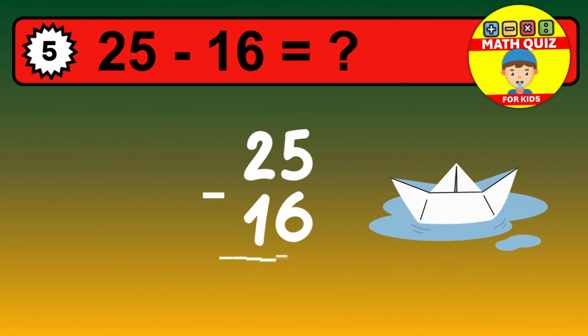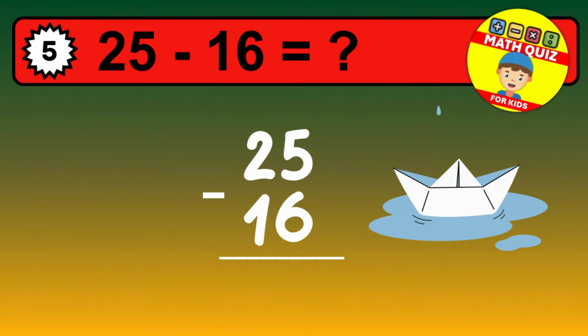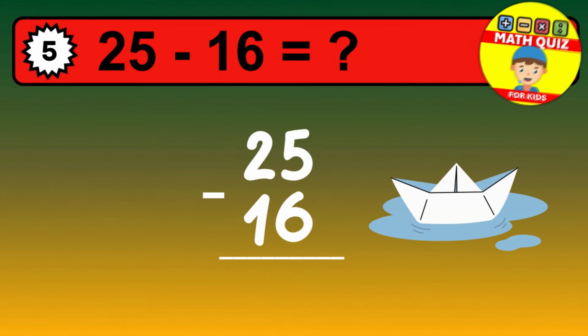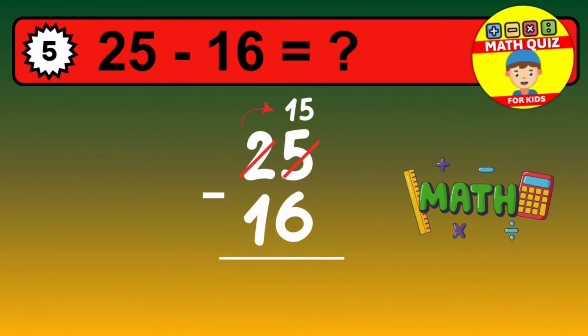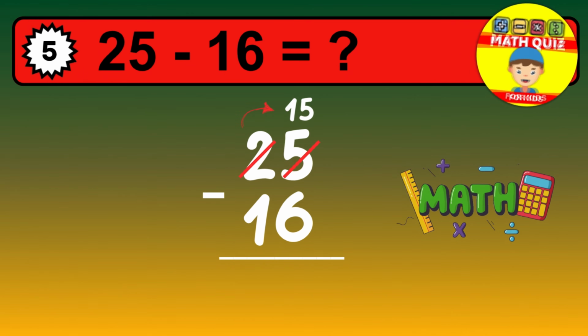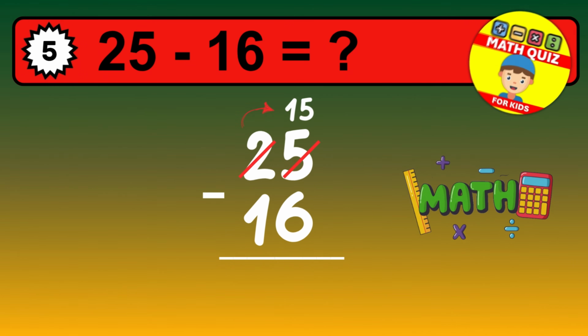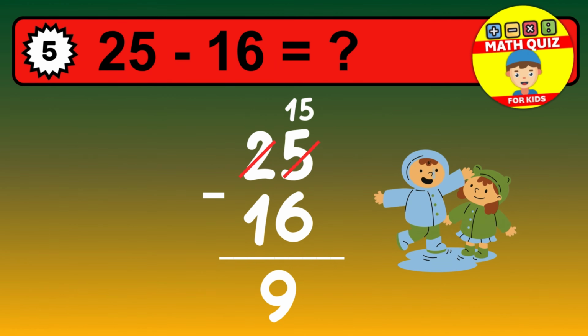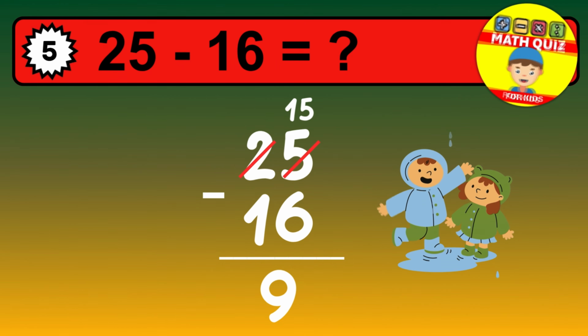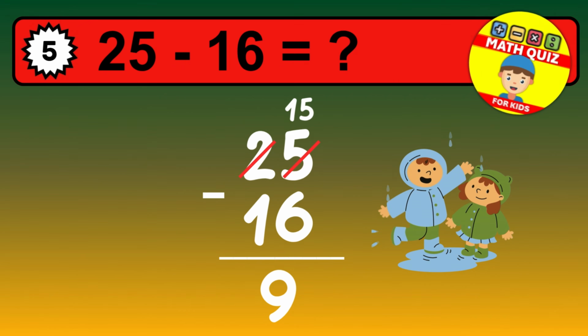Let's solve this step by step. We start with the units. 5 minus 6 is not possible, so we need to regroup. We take 1 ten from the tens column. Now we have 1 ten, and the units become 15. Now we subtract. 15 minus 6 is 9. Then we go to the tens. 1 minus 1 is 0. The final answer is 9.